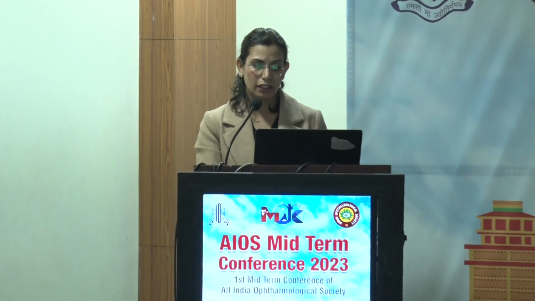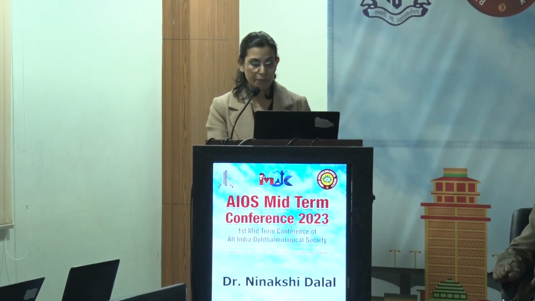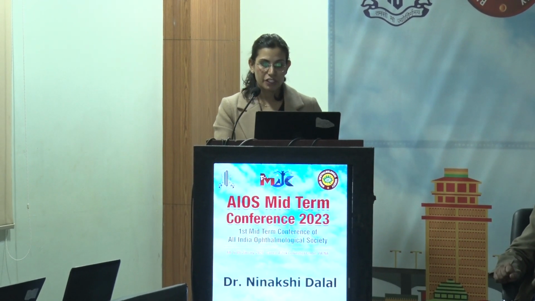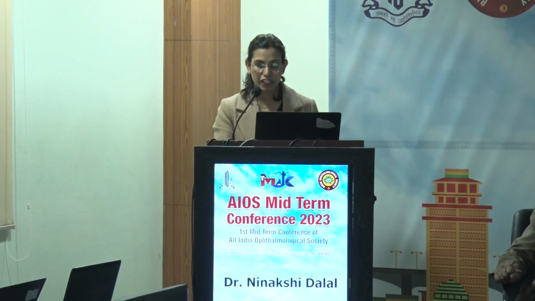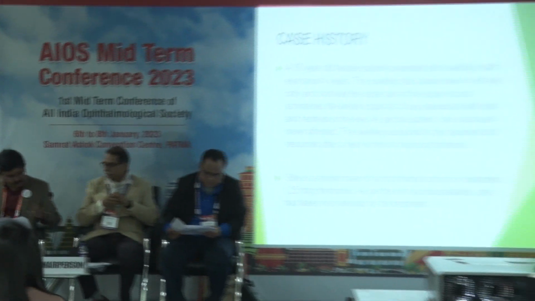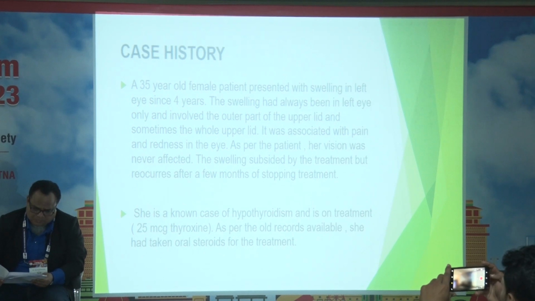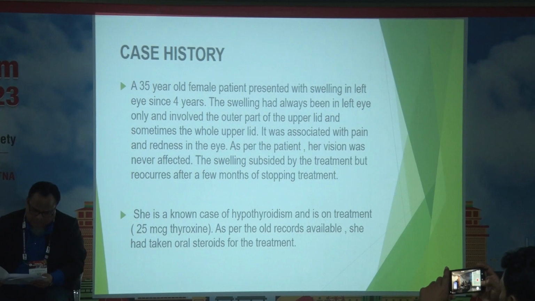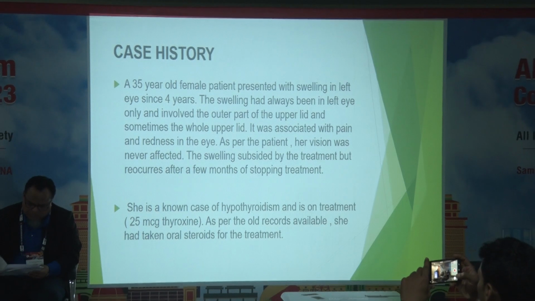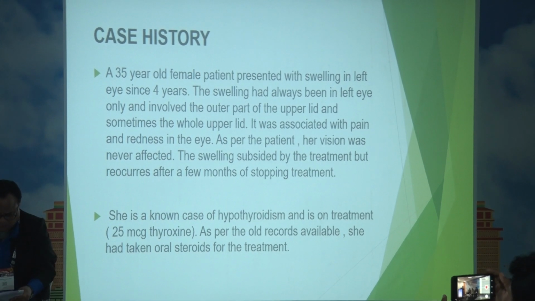It's the third most common orbital disease seen in adults. It can be localized or diffuse. It commonly involves the orbital fat, lacrimal gland, as well as extraocular muscles. So a 35-year-old female patient presented to us with swelling in her left eye since 4 years. The swelling had always been in the left eye only and involved the upper part of the upper eyelid and sometimes even the whole upper lid. It was associated with pain and redness in the eye, and as per the patient, her vision was never affected. The swelling subsided with treatment but recurred a few months after stopping treatment.